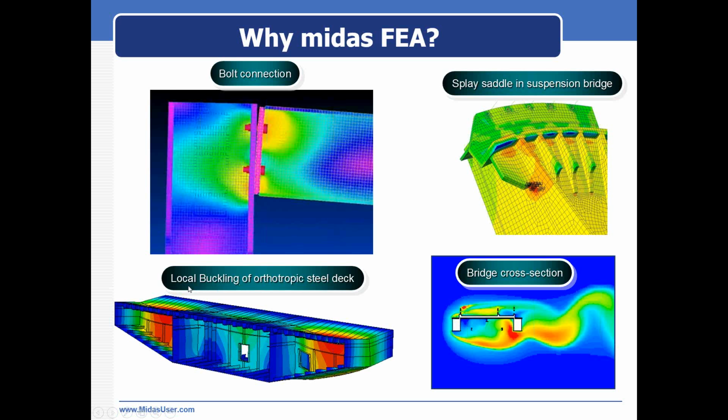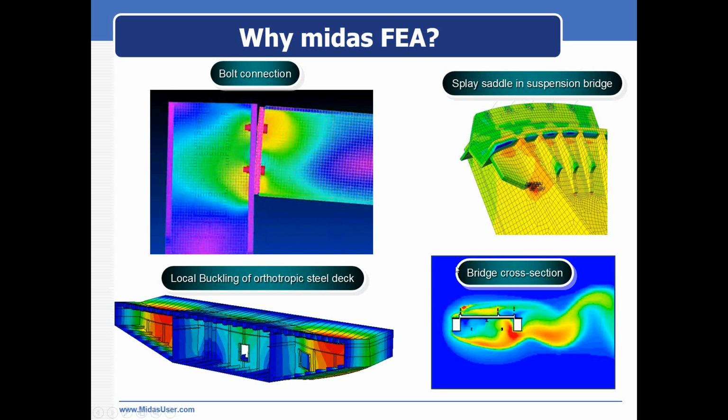Next application could be local buckling of orthotropic steel deck. Generally, when we go for frame modeling of orthotropic steel deck, then we can get the results, but local buckling results in detail cannot be obtained using frame modeling. The design codes do give some considerations for buckling, but that's an approximate approach. For accurate local buckling stresses, we need to go for finite element modeling and hence FEA.